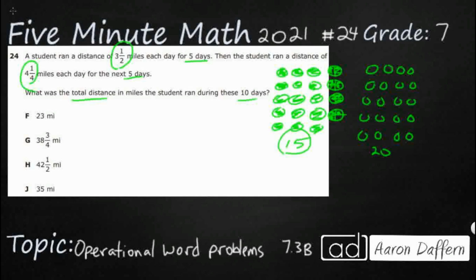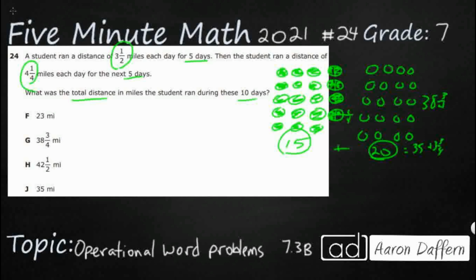Look, I've got 15 plus 20, plus I've got 1, 2, 3, and 3/4 is what that looks like. So 15 and 20 equals 35, plus 3 and 3/4. So that's going to get me my 38 and 3/4. That's looking like G.